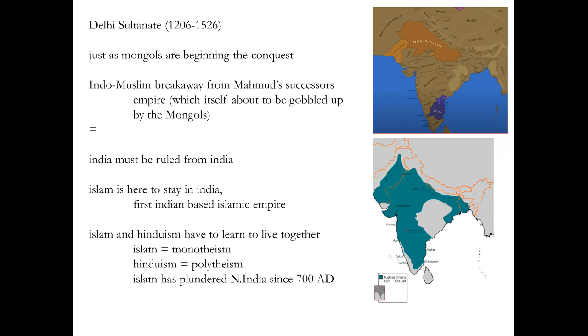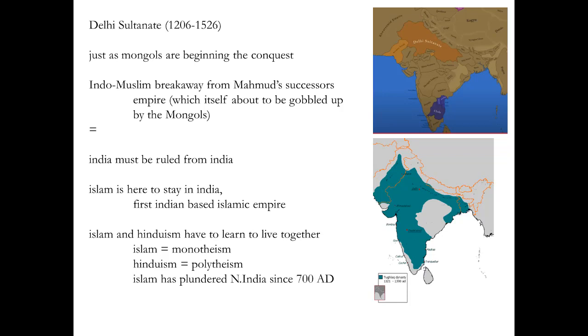But what it proved was India had to be ruled from India. You couldn't rule the subcontinent from Afghanistan, from Kabul. It's too hard to get over the mountains, even through the passes. It's too big of a place. The distances are too far. The weather is just, and the climate is too different. You must be an Indian kingdom in India, in the subcontinent.